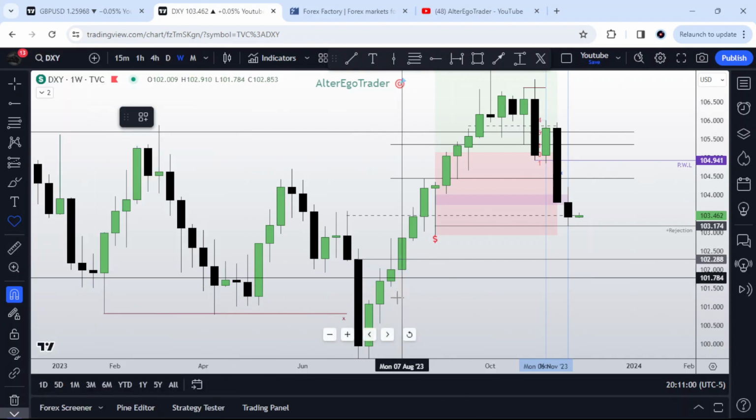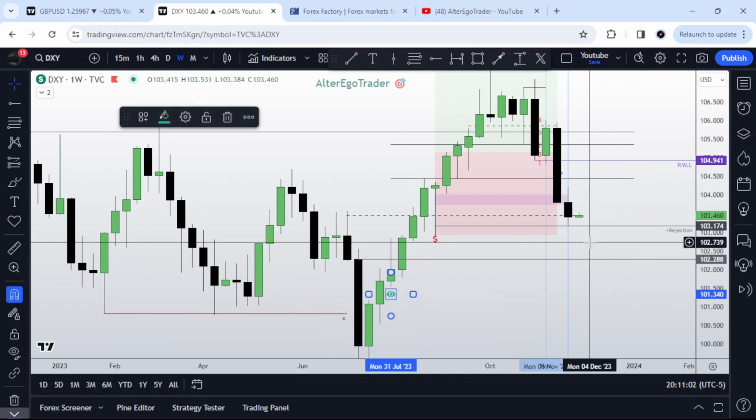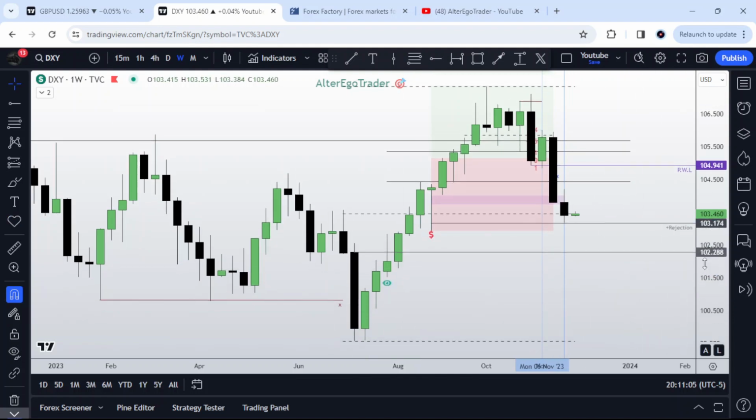So these are intermediate term targets, and that's with the conditions that I've just listed, right? If price closes heavy, then about the first week, or first 2 weeks of December will continue lower. Then we can find a retracement higher.